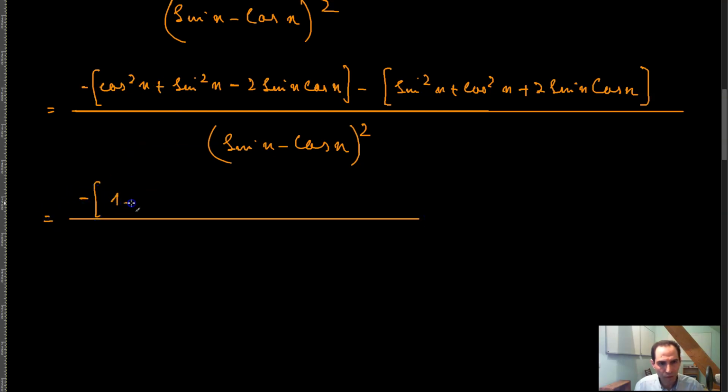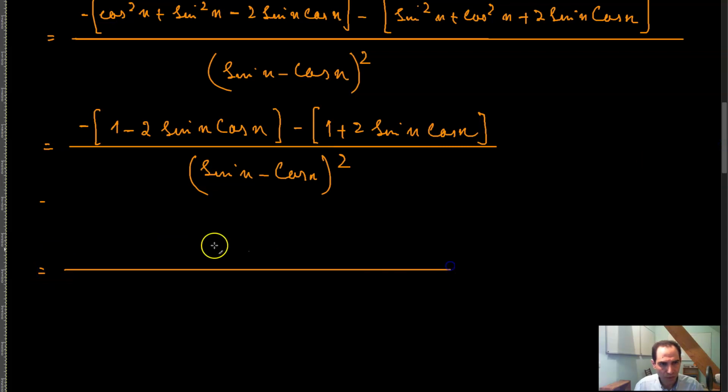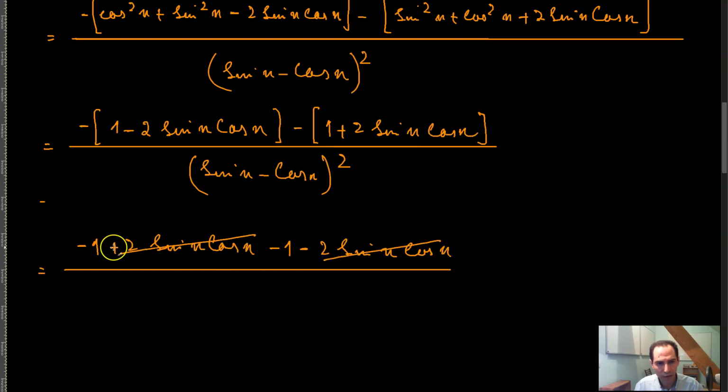This would be negative of 1 minus 2 times sine x cos x, because sine squared x plus cos squared x is equal to 1, minus this, which is again sine squared x plus cos squared x equal to 1, plus 2 times sine x cos x. And so you have divided by sine x minus cos x whole squared, and that is equal to basically negative 1 plus 2 times sine x cos x, negative 1 minus 2 times sine x cos x, and these two you can cancel out, and the denominator comes here, sine x minus cos x whole squared.